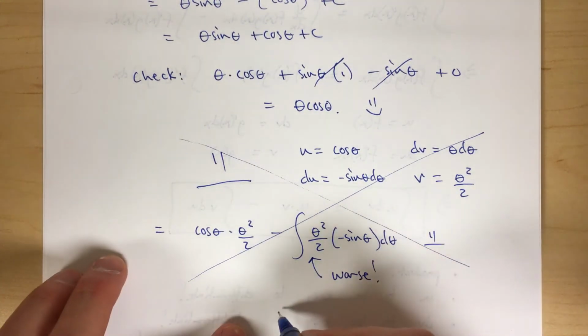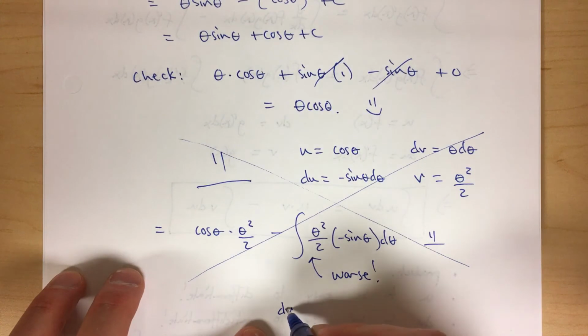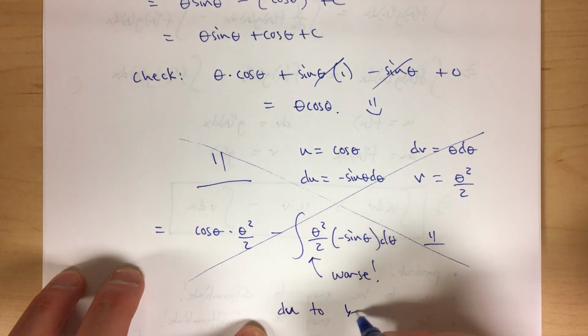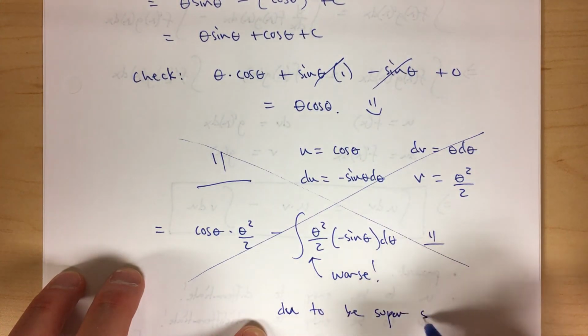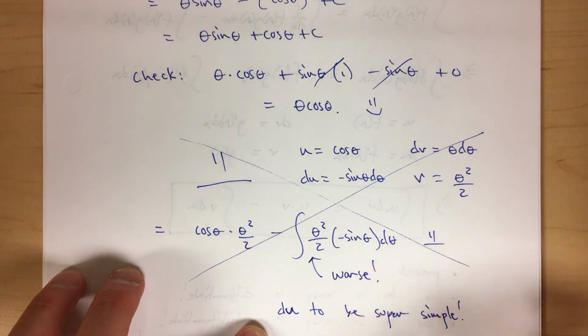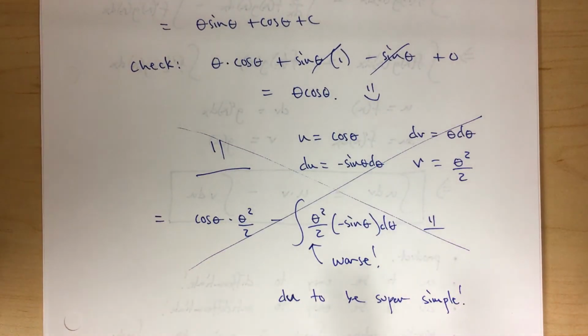So ideally, you want du to be super simple. So that's why picking theta as your u makes your du d theta, which is super simple.